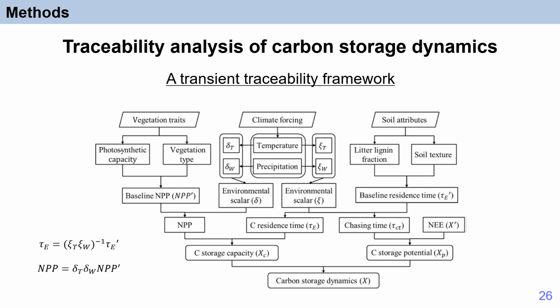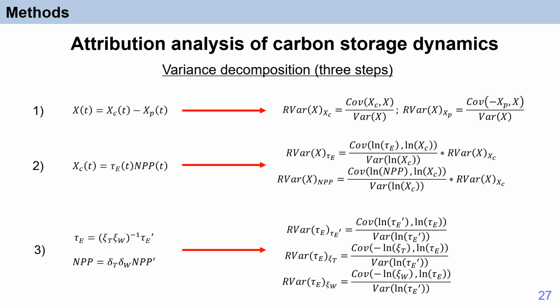Slightly different from the first application, they traced NPP back to baseline NPP and environmental scalars, as shown in the equation. The third technique is attribution analysis of carbon storage dynamics, which is a variance decomposition method. The left part shows the three steps to attribute carbon storage capacity, carbon residence time, and NPP to their components.